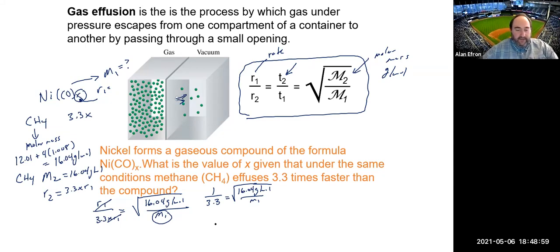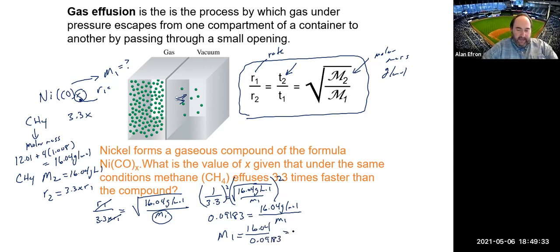If I put the other number on top, I would have had a much prettier number, but oh well. So 0.0918 3 is equal to 16.04 grams per mole divided by M1. And again, what I did here is I squared this and I squared this at that point. I'm going to multiply the M1 to the other side and divide my number that's on the other side back over.